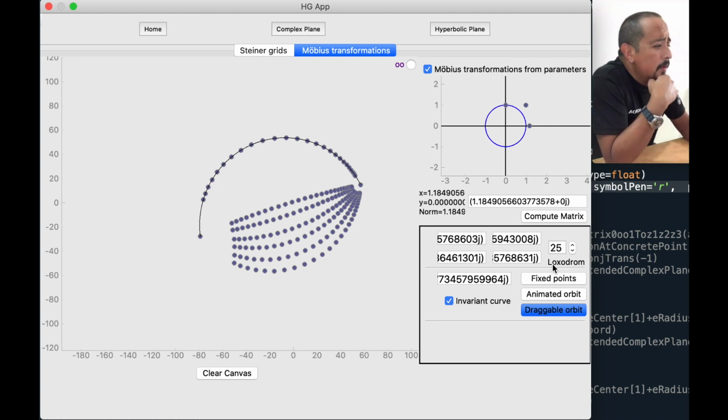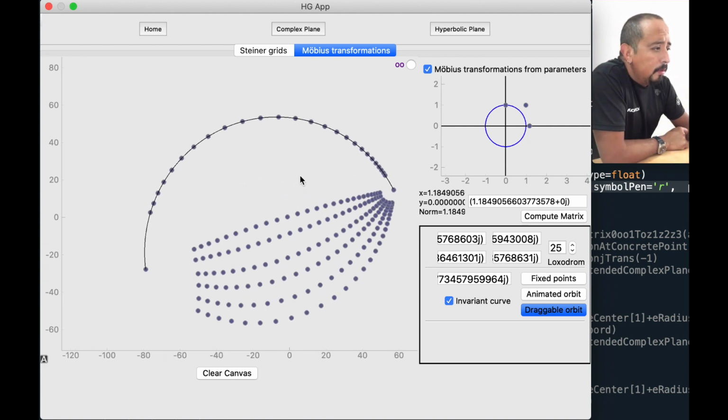Okay, now don't pay attention to this here. It says loxodromic. It should say hyperbolic, right here. But I imagine it's a floating point problem. Anyway, so let me animate the orbit. So let's see how it looks like.